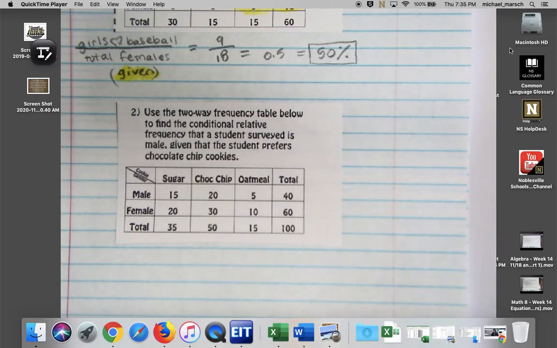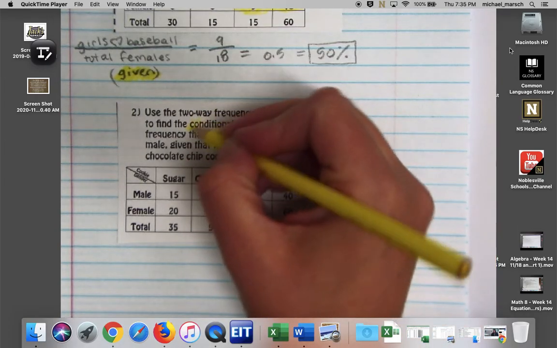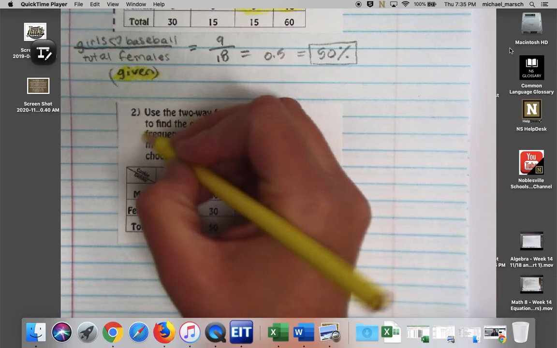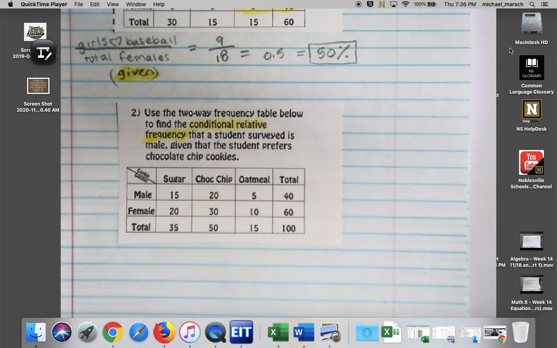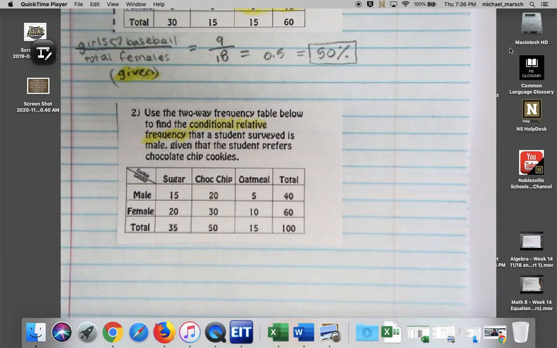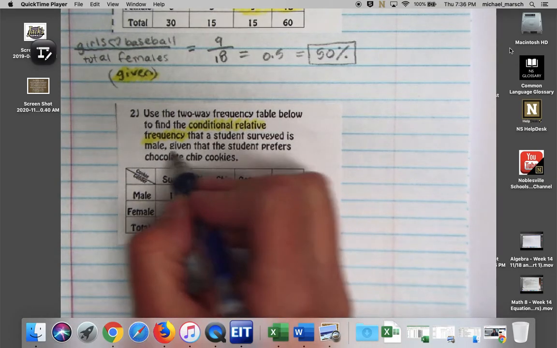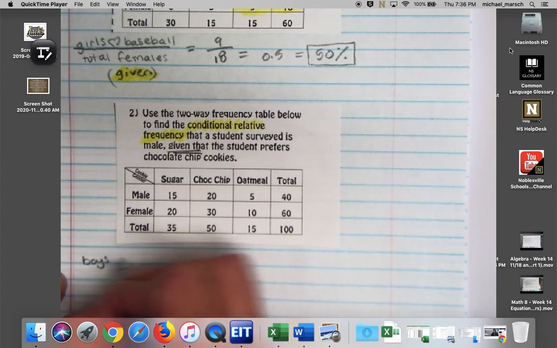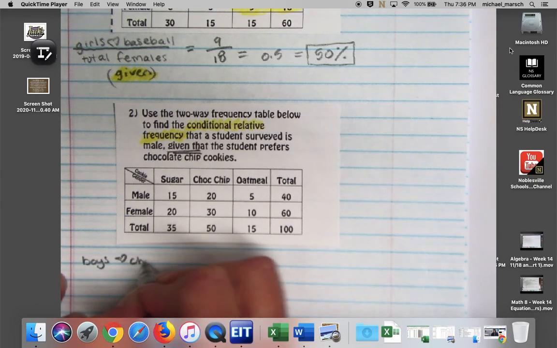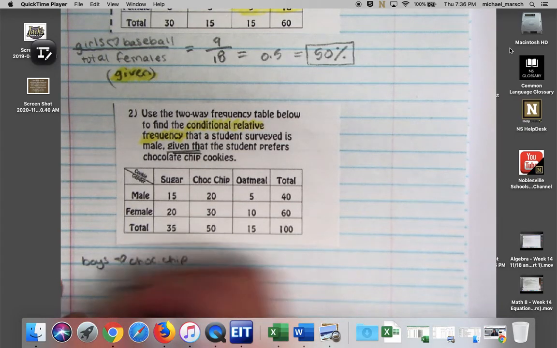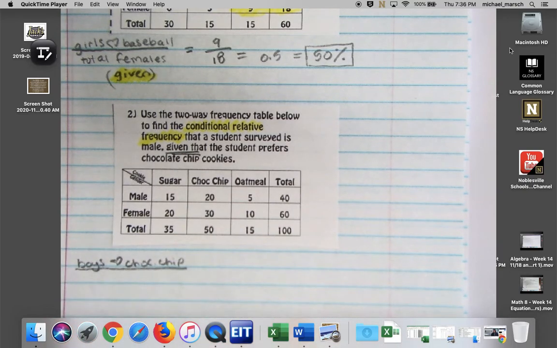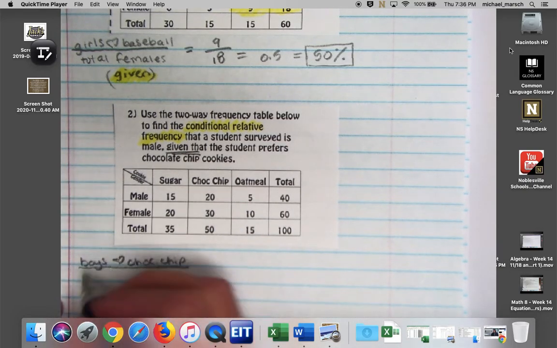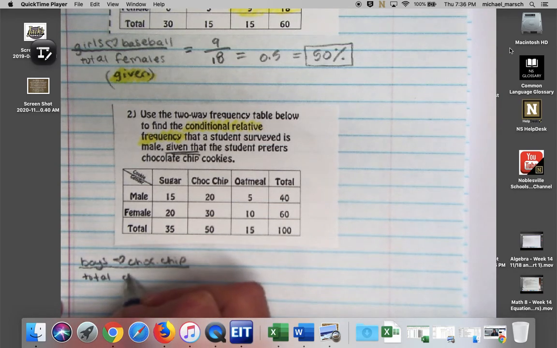Okay, we've got another two-way frequency table. Find the conditional relative frequency that the student surveyed is male. That a student surveyed that is male given, here's my denominator information, that the student prefers chocolate chip cookies. So we've got boys, heart, chocolate chip. That's my numerator because it's both categories together. And then the given is just total chocolate chip.